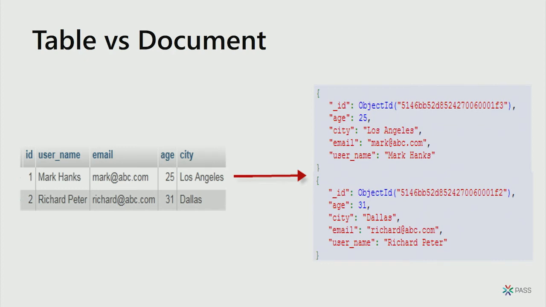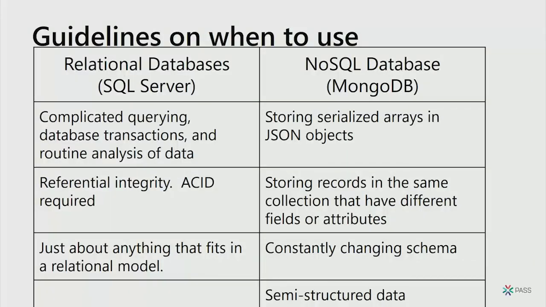Everyone always says it's schema-less, but it's not really schema-less. The schema is a little bit less strict than we're all used to, which has its pluses and minuses. So when should you use those? For relational databases, whether it be SQL Server or the others, if you have complicated querying, which I mean joins and things of that, transactions, routine analysis of data, continue to use your SQL Server. If you need referential integrity or ACID compliance, again, continue to use SQL. And just anything where you have highly relational data.